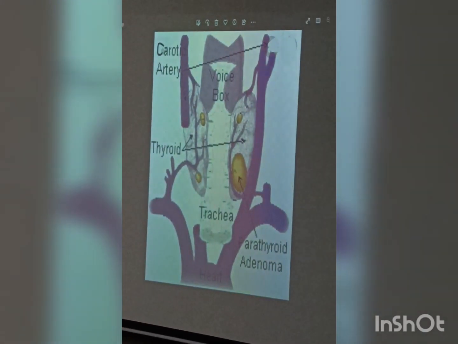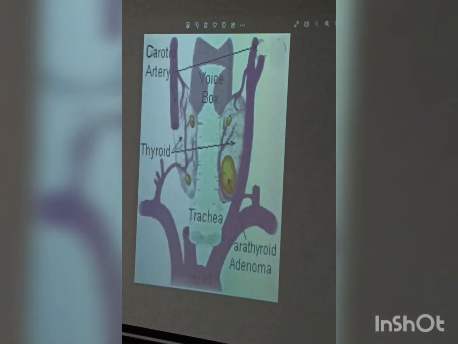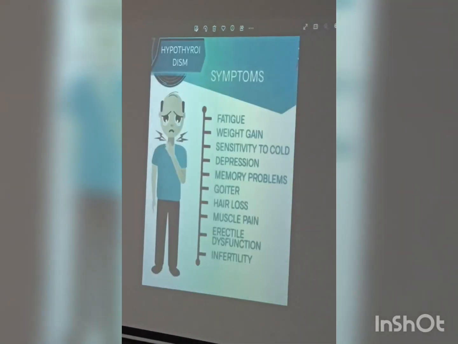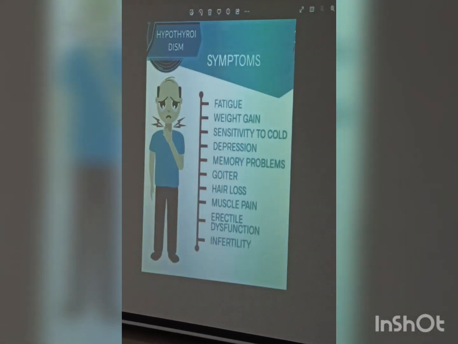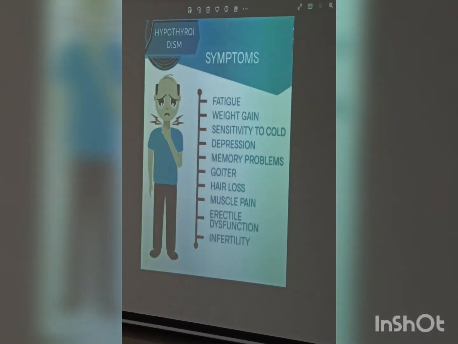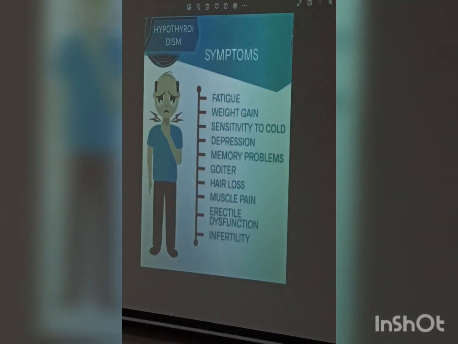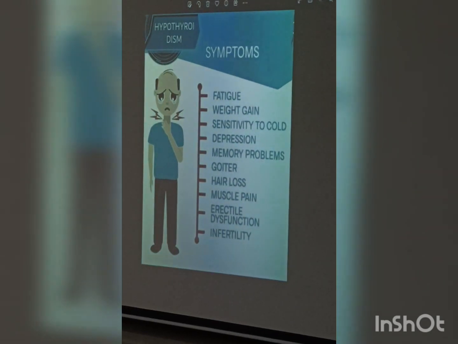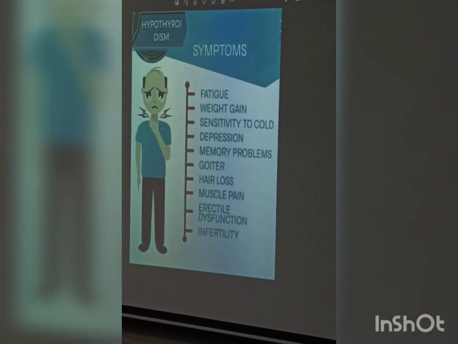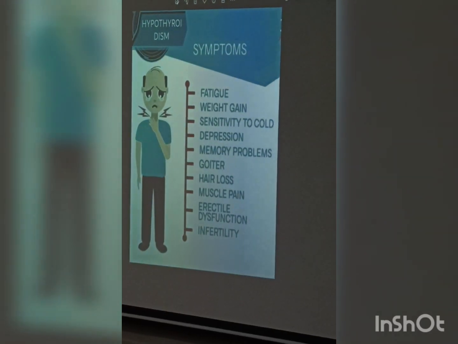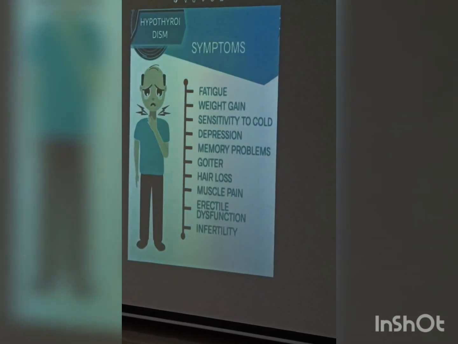Any other related points: again the gross appearance and location. This is the blood supply, to show you how they get it. Okay, these are the symptoms. If somebody asks you what the symptoms of hypothyroidism are: infertility, other dysfunctional problems, muscular pain, hair loss, goiter, memory problem, depression, sensitivity to cold, weight gain, fatigue. These could be the features.